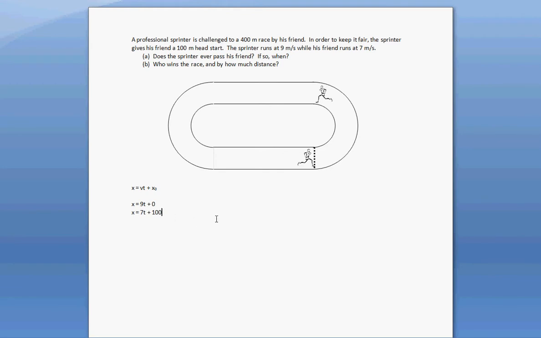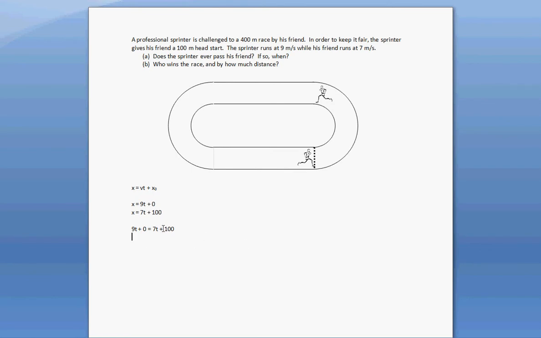So in order to figure out where they meet, where this sprinter will catch up to his friend, that means that their positions are the same because they're at the same point in time. That's why they've caught each other. So that means that this x here, that position, should be the same as this position here. If these two x's are the same, that means that all of this is equal to all of this. So 9t plus 0 is equal to 7t plus 100 because they meet.